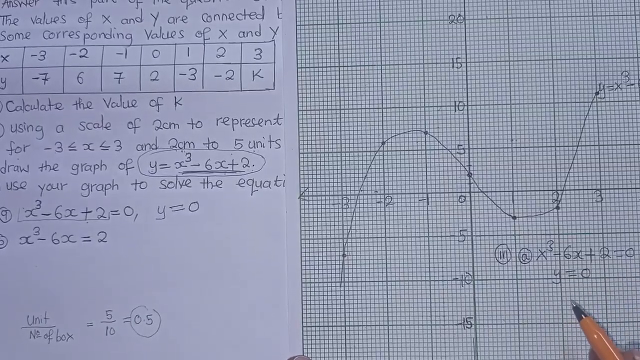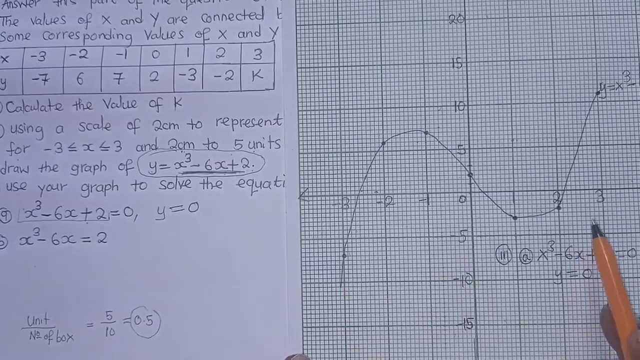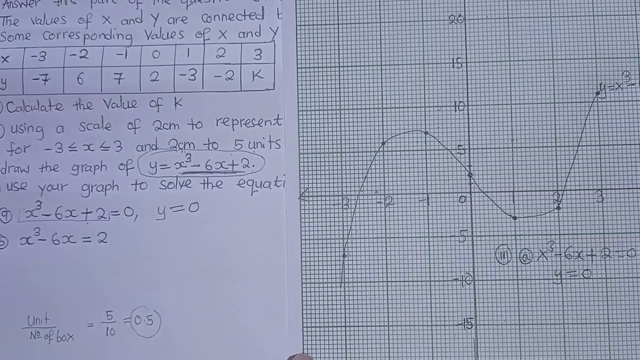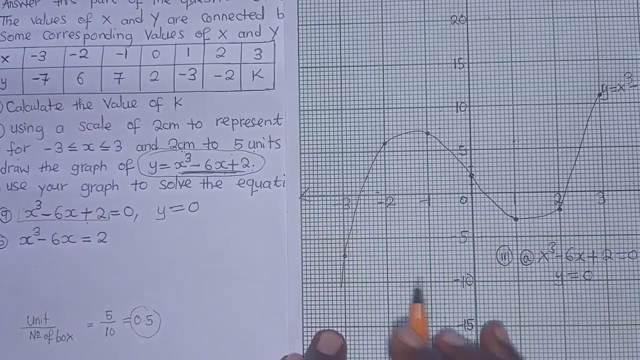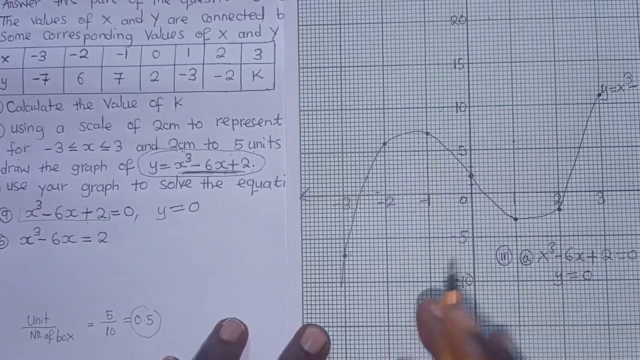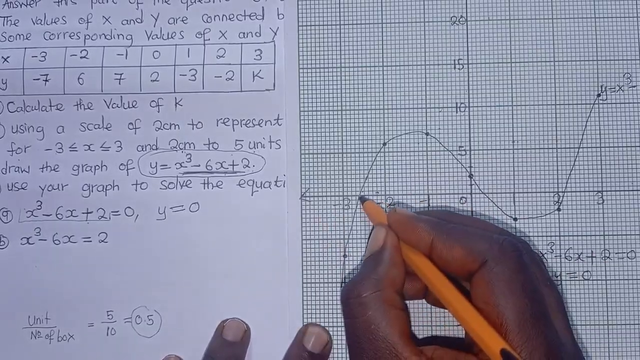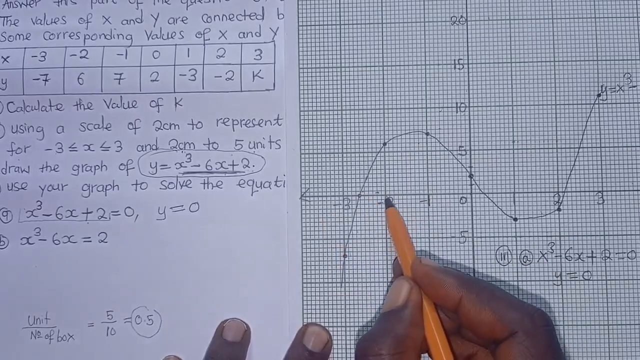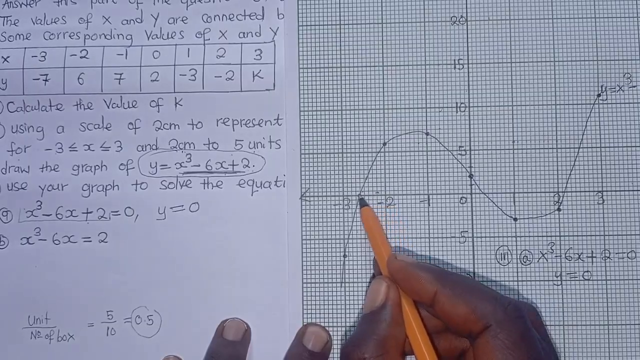Now you go to your graph. Y is equal to 0 is the x-axis. So I just get the points where the graph is cutting the x-axis. Cutting the x-axis there. So this is this one that is here. 2.1, 2, 3, 4, 5, 6.